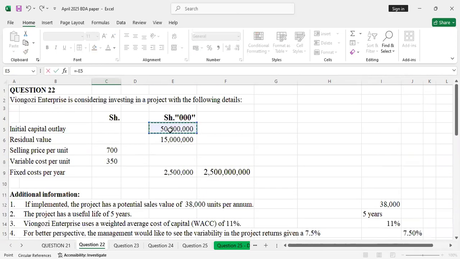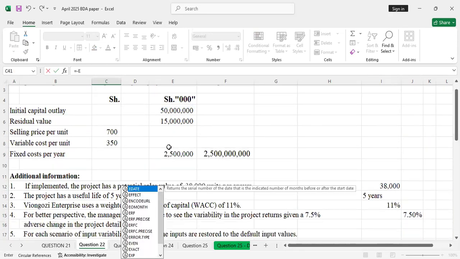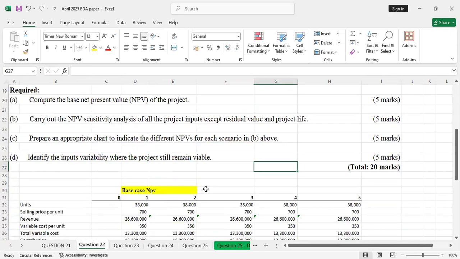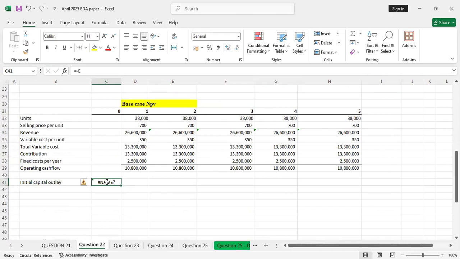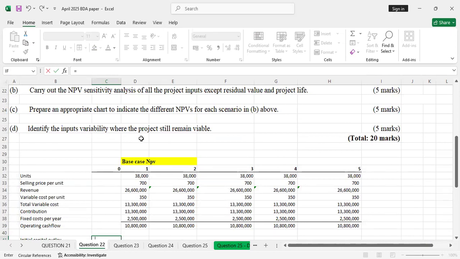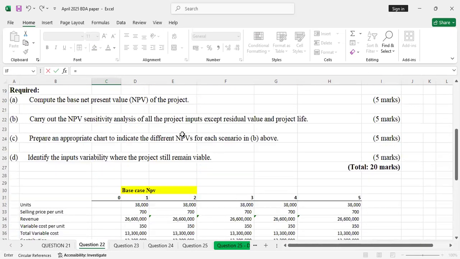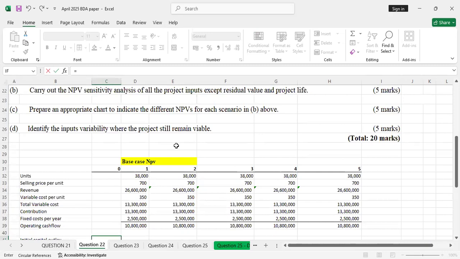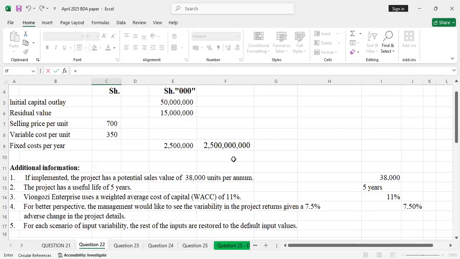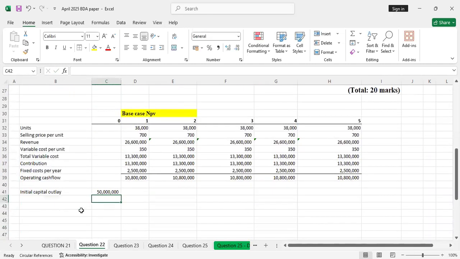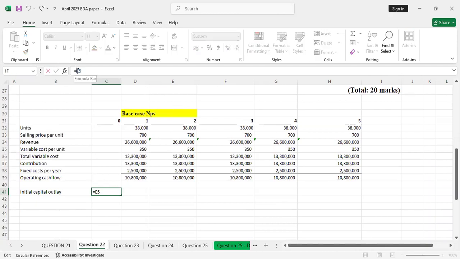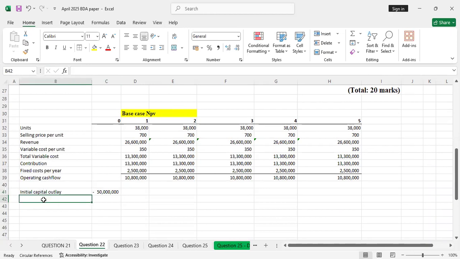And even this value, I'm not going to use it in the billions. It doesn't make sense at all to me. I feel those values are exaggerated. The reason why I'm doing that, when you look at this question, identify the input variables where the project still remains viable. So it means that there were instances where NPV was positive. And if you have these things in billions, we won't have that positive NPV. So let me use the values the way they are. This was negative because it's an initial cash outlay. There was no working capital.